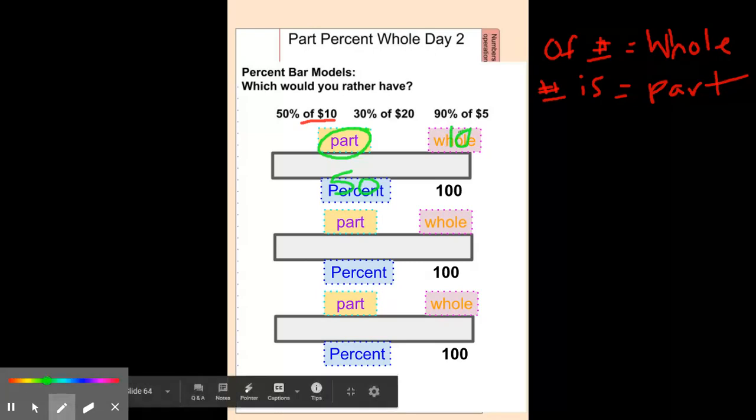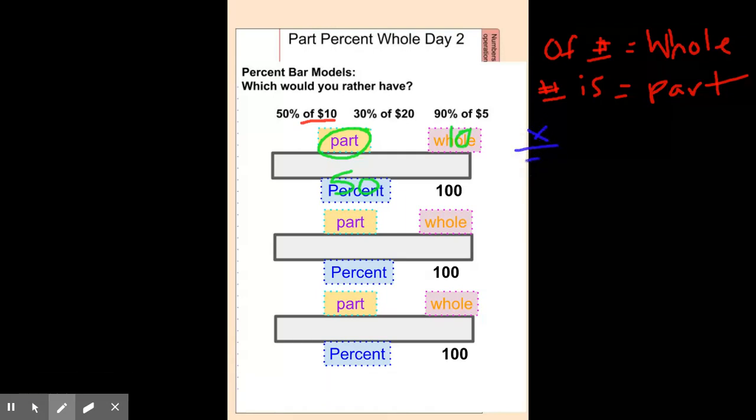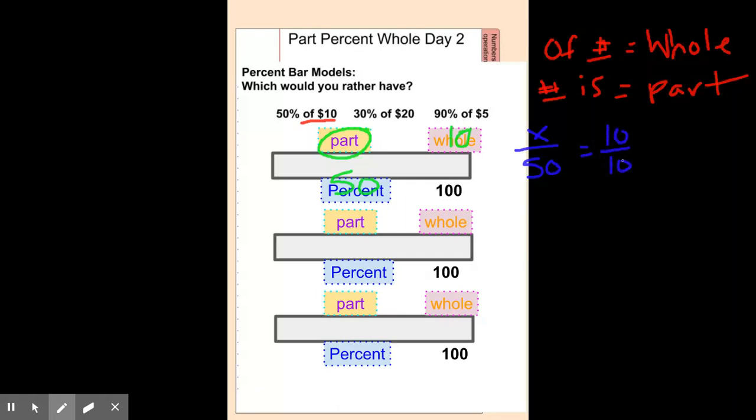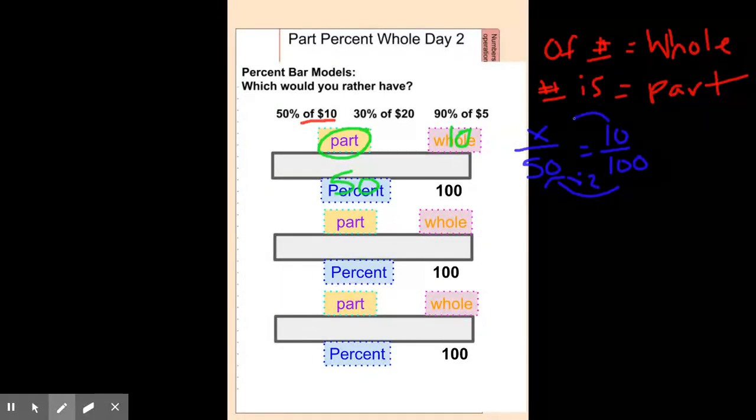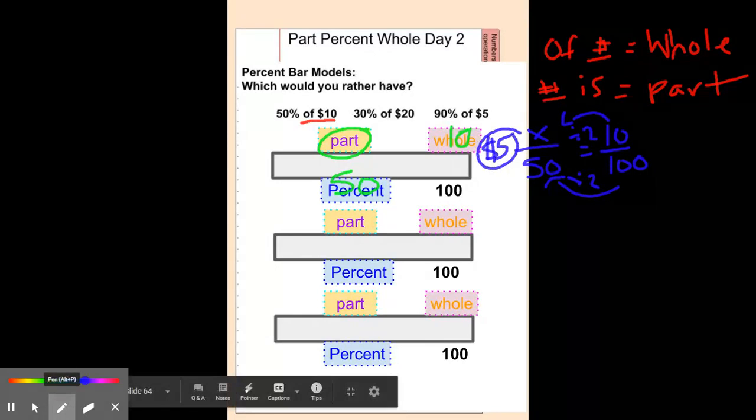You're going to treat this just as you would a proportion. So we're going to pretend we don't know what's here, our part. Our percent was 50, and that was equal to 10, our whole, over 100. So to get from 100 to 50, we divide by 2. So 10 divided by 2 is going to give us our answer of $5. Okay, so that's our first one.